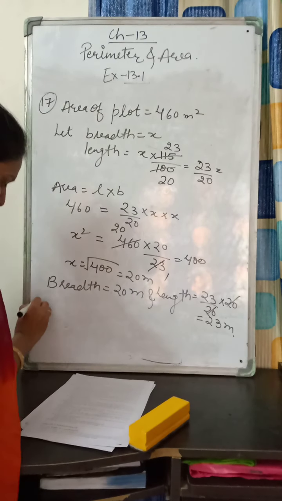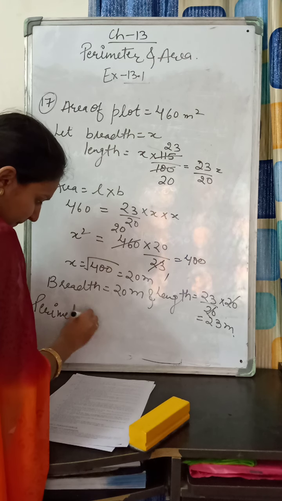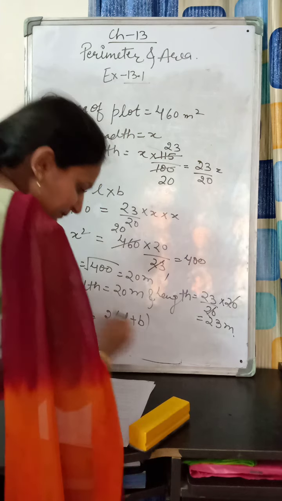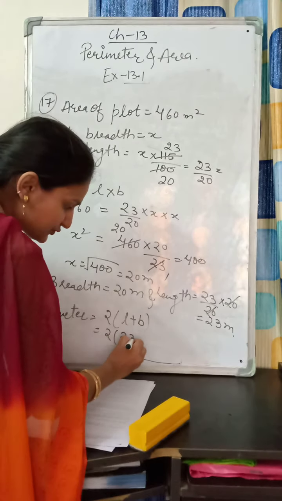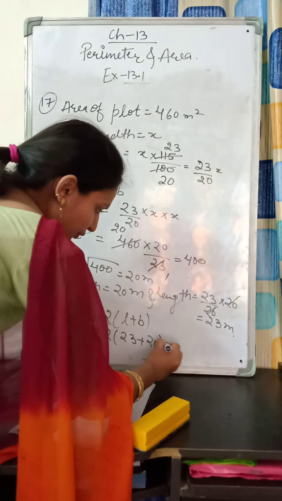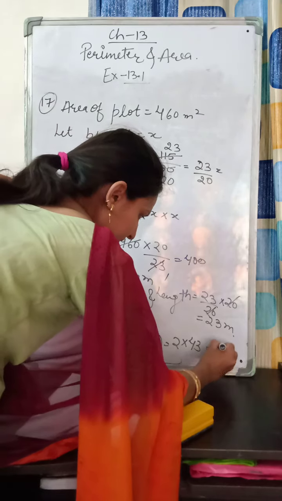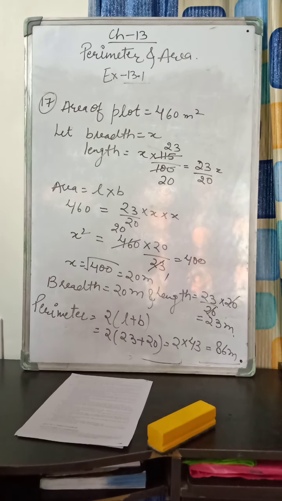Fine. Next we have to find the perimeter of this plot. Perimeter is 2 into L plus B. Now 2 into length is 23 plus breadth is 20. So 2 into 43 we get 86 meter, the perimeter of this plot. So here we have completed our exercise 13.1.